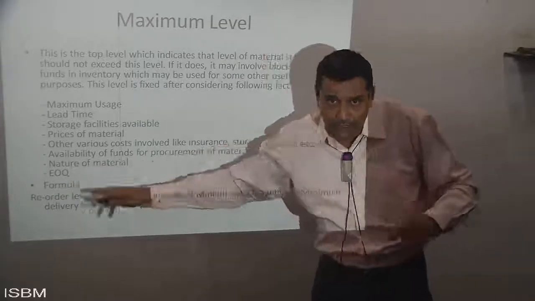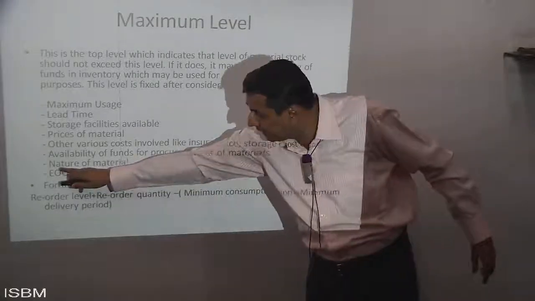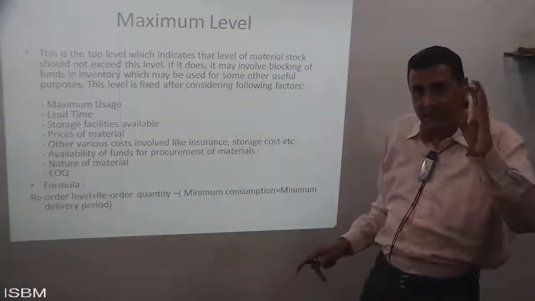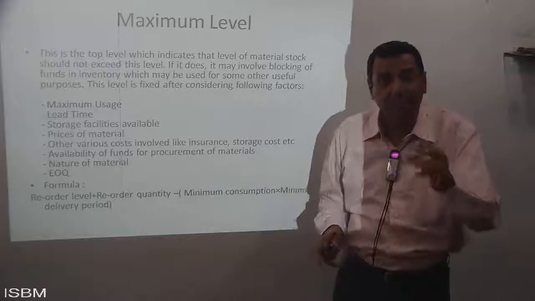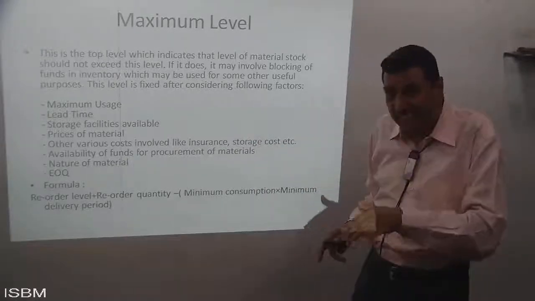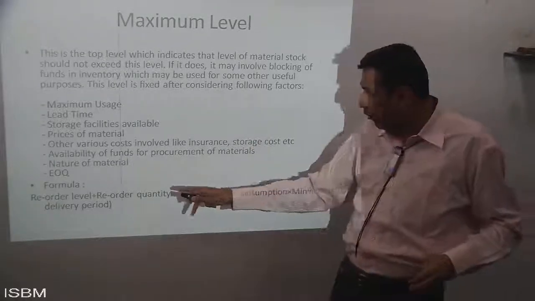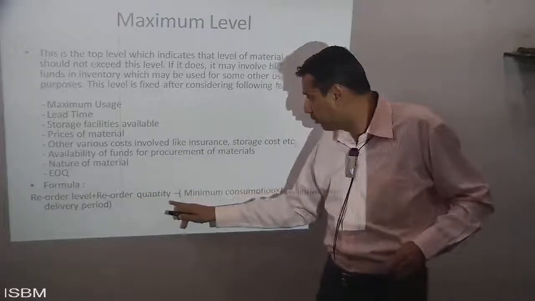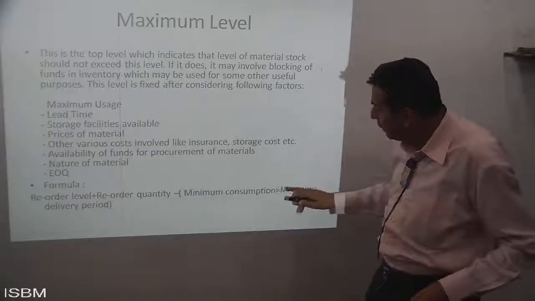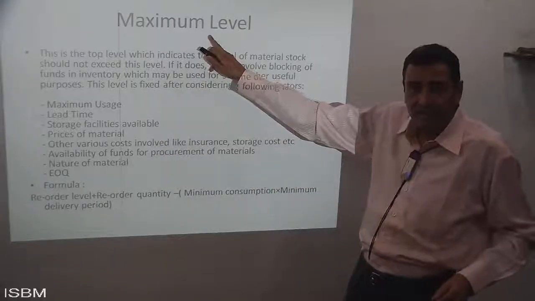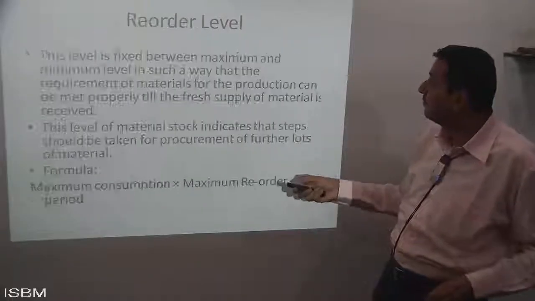And the economic order quantity. This we are going to touch upon in the next slide. The EOQ model, like the minimum level and maximum level we are having, there is another level called EOQ model, which we are going to take up in detail. The formula is reorder level plus reorder quantity minus minimum consumption into minimum delivery period. So this is the formula we use for working out a maximum level.